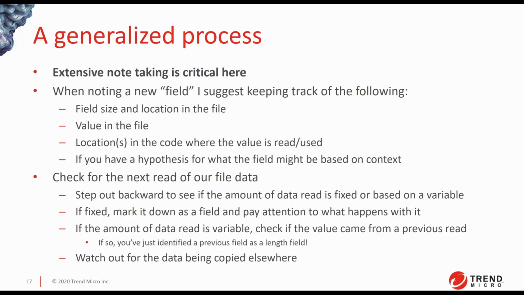So keep debugging and see if that value gets used very quickly, or if it's stored in a structure or something like that. If the amount of data read is variable, that's when you want to step backwards and check where the value of the data amount came from. Did it come from a previous read? If so, hey, you just identified a previous field that was a length field. So you can now say, okay, these 2 bytes correspond to a length. You also really need to watch out for the data being copied elsewhere. This is going to happen a lot, especially when you're dealing with complex file formats. They may copy an entire chunk of a file into one place, and then copy a chunk of that into another place. So you wind up with multiple copies of the same thing quite frequently.